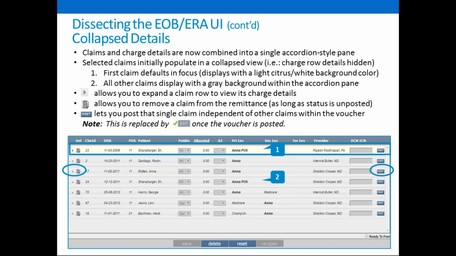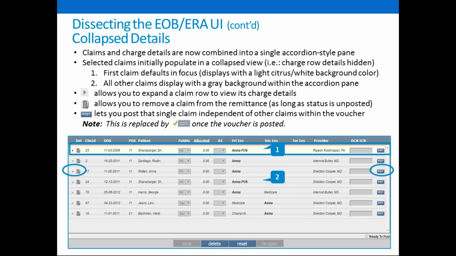meaning the charge rows are hidden. And if you notice here in the top row that's outlined in blue, on the very far left margin, there's a little icon pointing right, a triangle. That allows you to expand or collapse. Actually, you can click anywhere on the row, and it will expand it or collapse it.